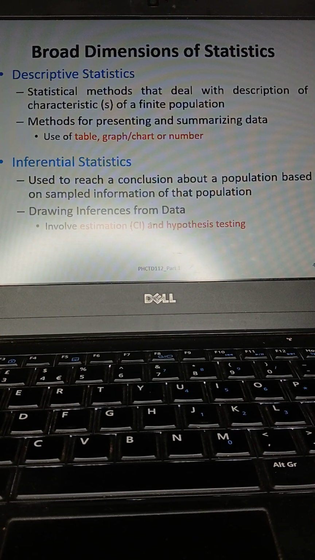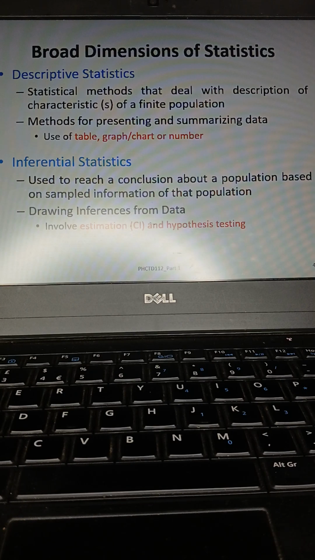We have two major broad dimensions of statistics, and that means we have the descriptive statistics and inferential statistics. What is descriptive statistics? It's just from the word descriptive, to describe.